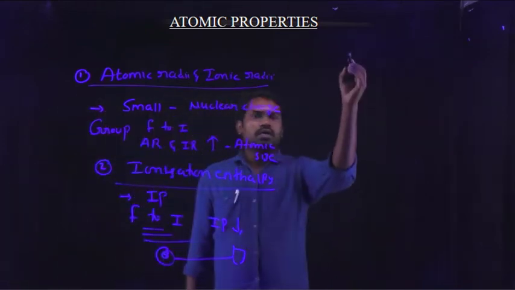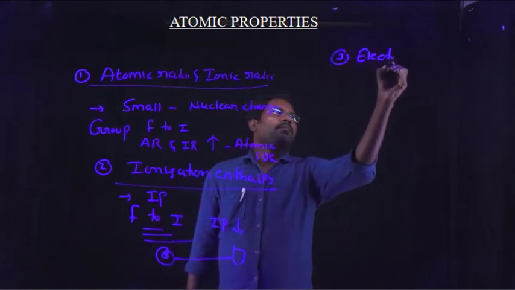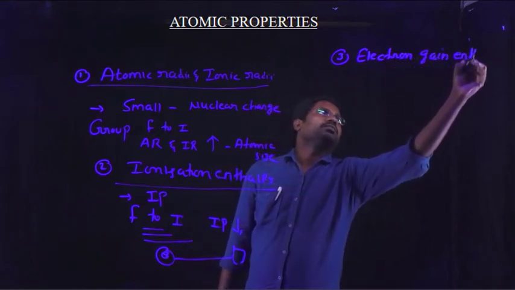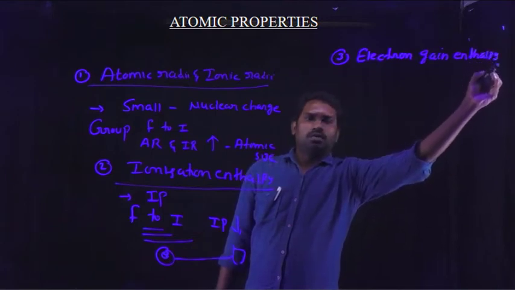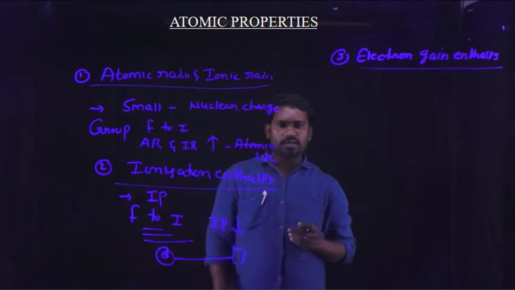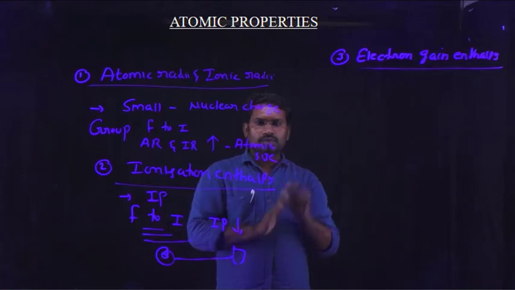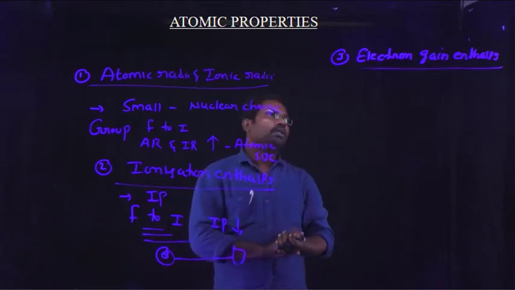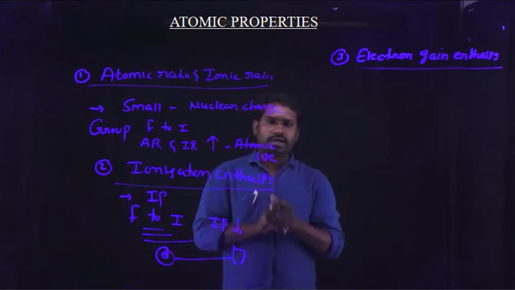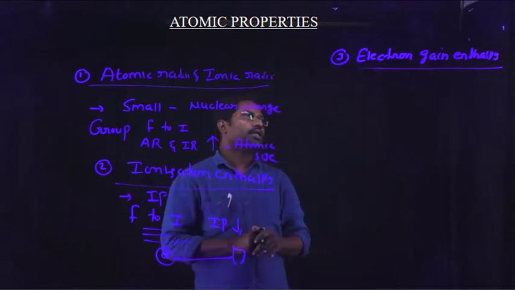And the third one, electron gain enthalpy. What are the electron gain enthalpy values of halogens? What is meant by electron gain enthalpy? If one electron is added to an atom, how much energy is released? That is known as electron gain enthalpy.